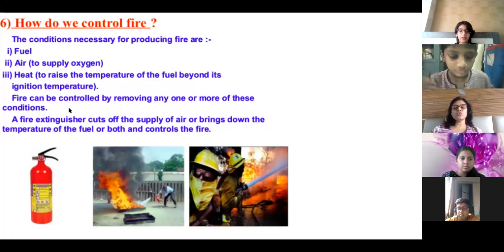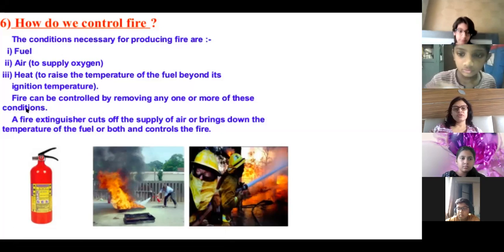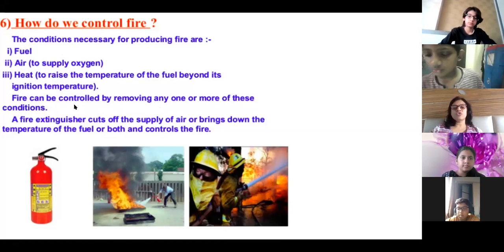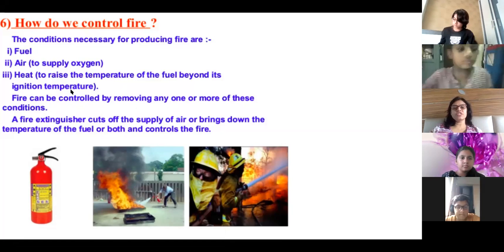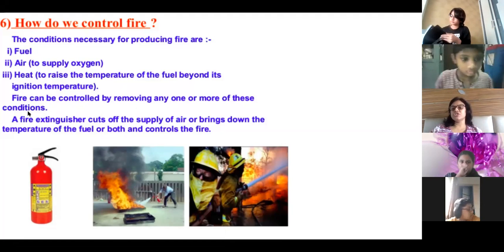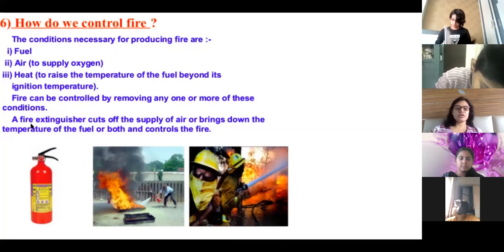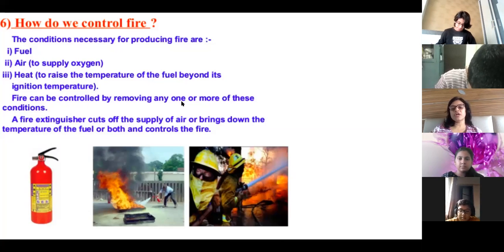So how do we control fire? By removing any one or more of these conditions. The fire extinguisher uses this principle only in controlling fire. Okay, so this line is important.